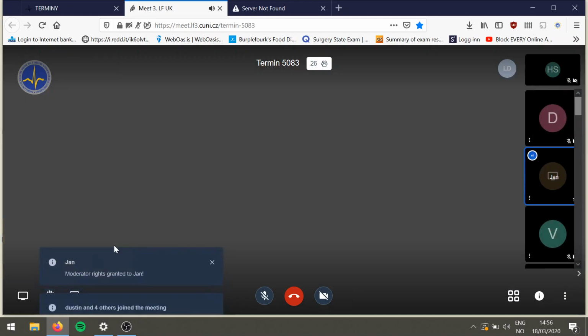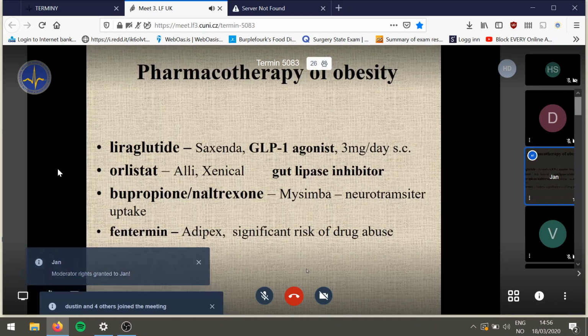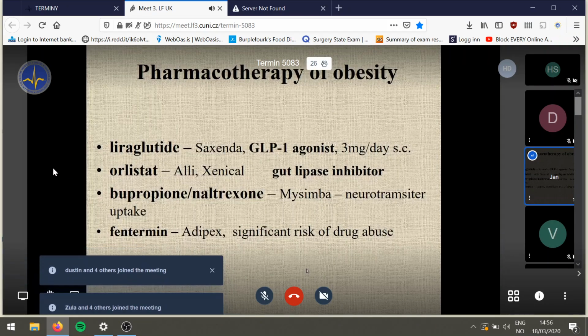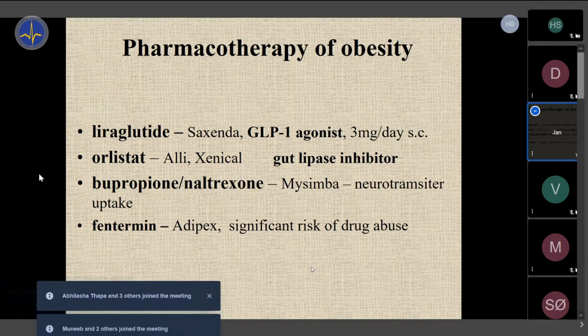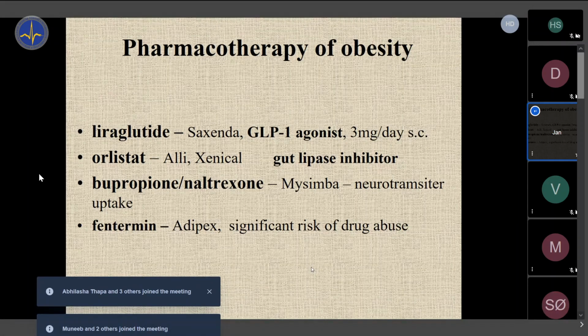The patient needs to be tested by psychologists. He or she needs to prove some weight loss themselves. They need to prove they are able to adhere to the lifetime limitations. So it's a complex process. It's a complex discipline in medicine.